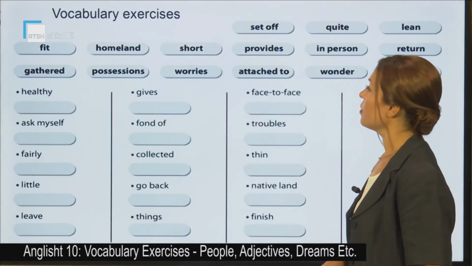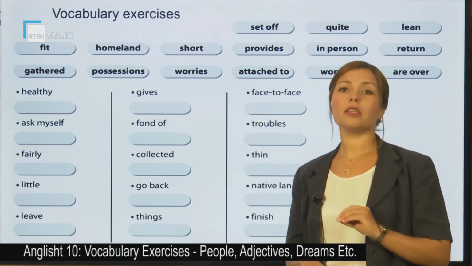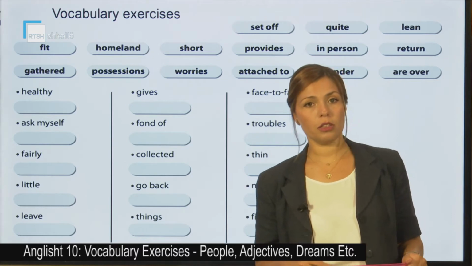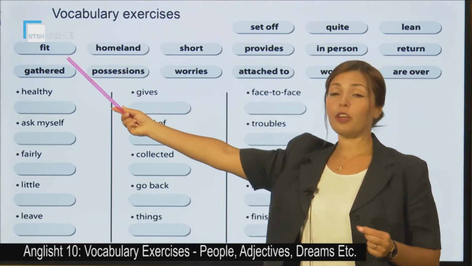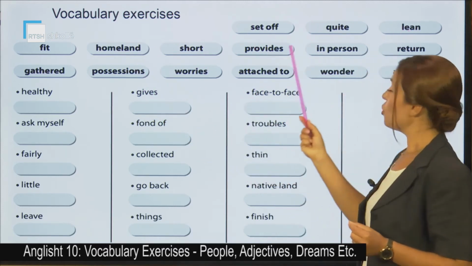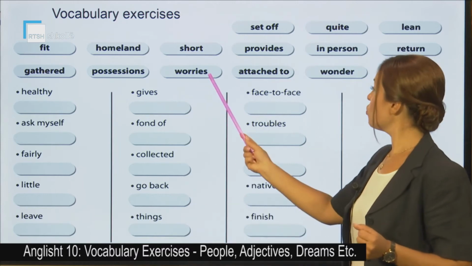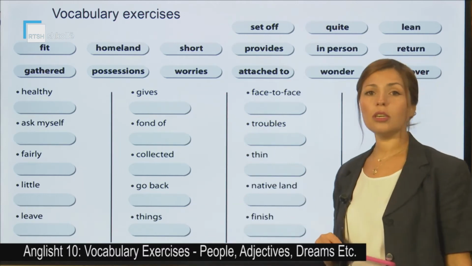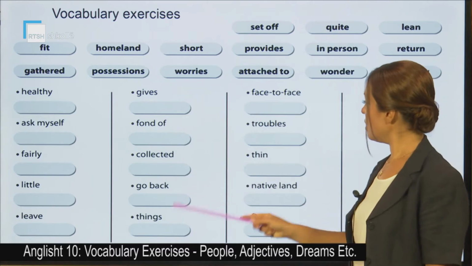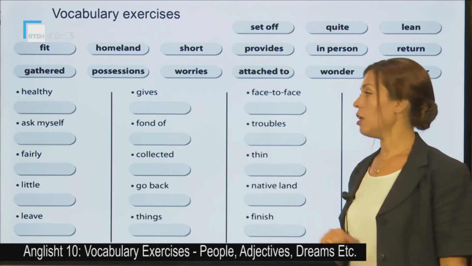Let's move on. We are going to write down now the synonyms. We're going to put the synonyms of each word. Again, we have already seen this word, so they are not difficult. Let's see the words together. Fit, homeland, short, set off, quite, lean, provides, in person, return, gather, possessions, worries, attached to, wander, and we have the expression are over. So let's put those in their synonyms. I want you to find the word and then check with me on the board.